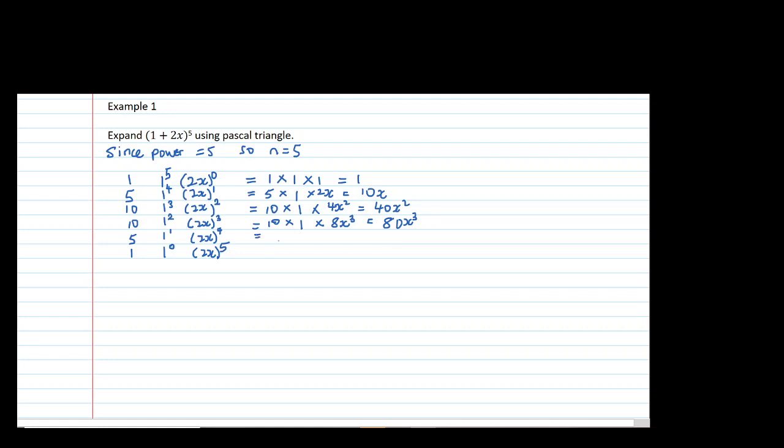And then for the next one, you get 5 times 1 times 2 to the power of 4, which is 16, so 16x to the power of 4 equals 80x to the power 4. And the next one will be 1 times 1 times 2 to the power of 5, which is 32x to the power 5.